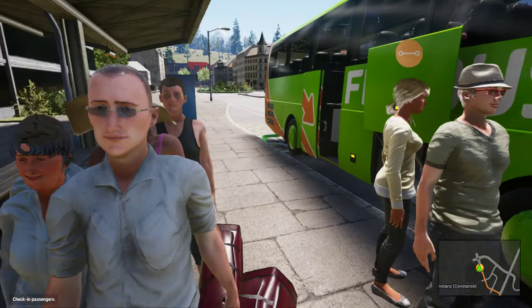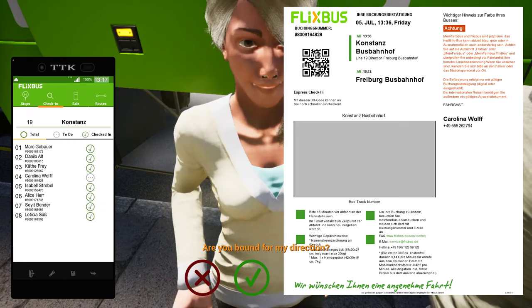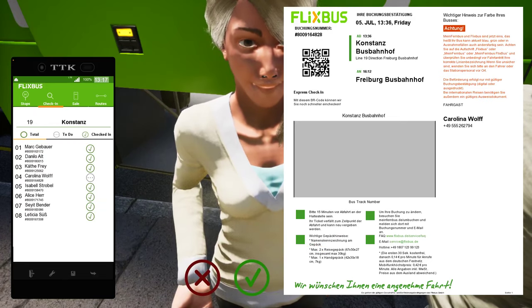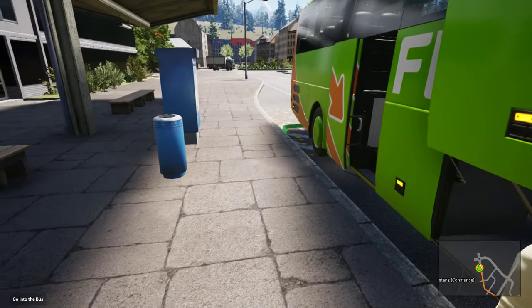Okay, there's nobody buying tickets. Well, you're going to Freiburg, but you're not on the... Oh, you are on the list. I beg your pardon, you are. On you go, madam. Eight, then.